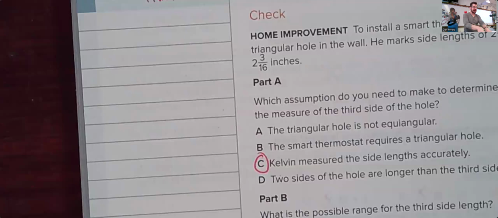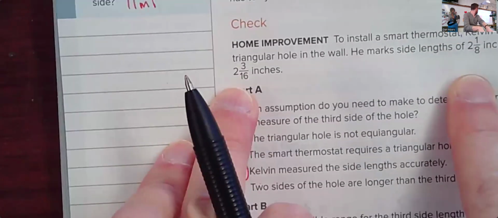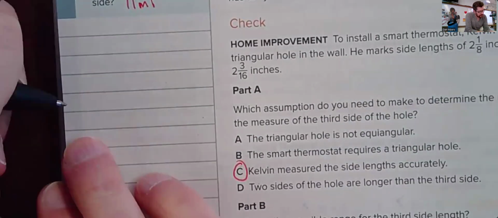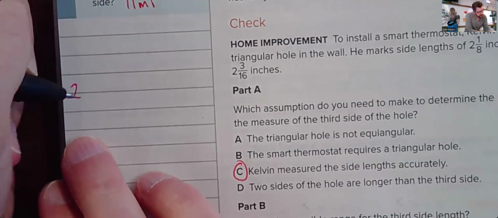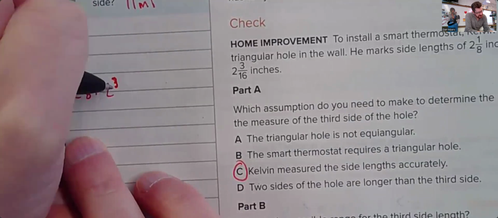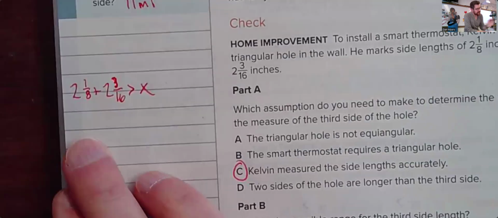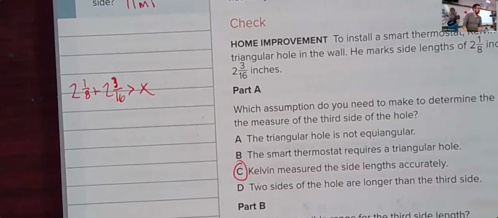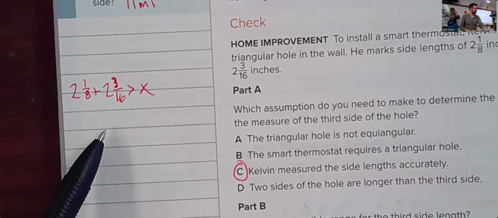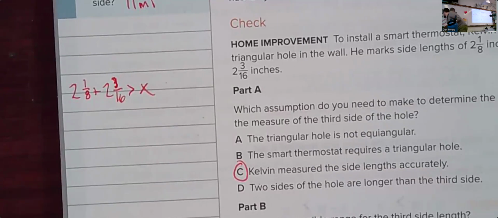So let's just add the two that we have together. 2 1/8 plus 2 3/16. So let's do that. 2 1/8 plus 2 3/16, not 1/16, 3/16 has to be greater than x. You're welcome to use your calculators to do the addition if you want to. It should be 4 5/16 though, right? Anybody have those already? 2 1/8 plus 2 3/16.